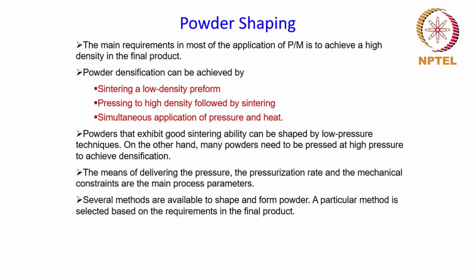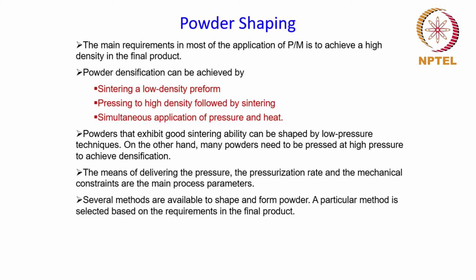Sintering a low density preform. So in this case, the powder is first compacted to give it a particular shape. So that is the preform. This preform will have lower density and therefore it has to be sintered by heating it to a particular temperature and holding at that temperature for a certain period of time to close the pores and get a densified product at the end of the process.